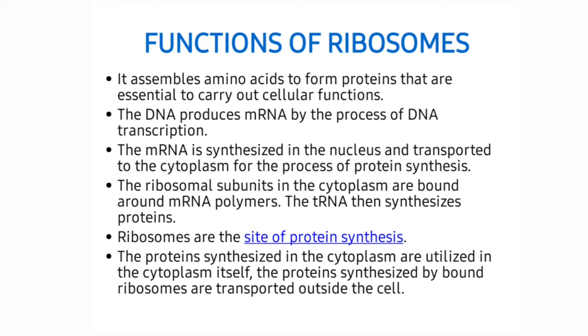How is it produced? DNA produces mRNA by the process of transcription, where the mRNA is synthesized in the nucleus and transported to the cytoplasm for protein synthesis. The ribosomal subunits in the cytoplasm bind around the mRNA. Then the tRNA helps synthesize these proteins. Hence ribosomes are the main site for protein biosynthesis. The proteins synthesized by free ribosomes are utilized in the cytoplasm itself, whereas the proteins synthesized by bound ribosomes are transported outside the cell.